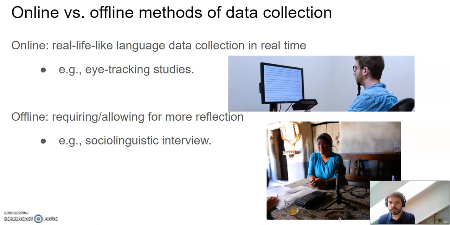In an offline study, you either require or allow for more reflection. So in a sociolinguistic interview, you typically ask the question, and the speakers can take their time and think about it. They can come back to it later. They can realize certain things. So it's much less, let's say, controlled, in the sense that it has to be in real time and somehow the same for everyone.